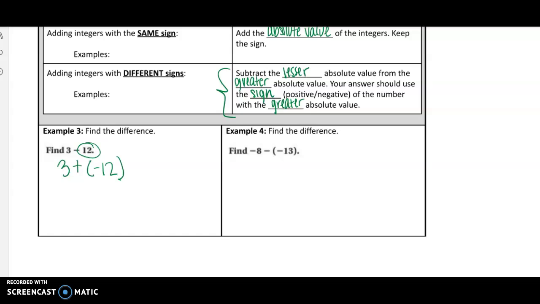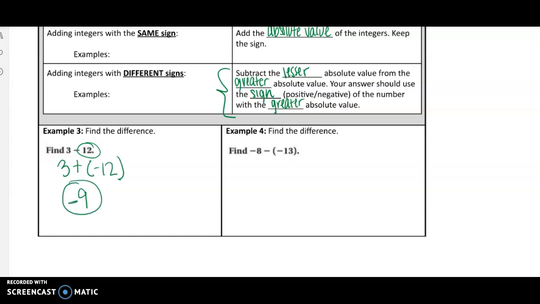These are different signs. This one is negative, that one's positive, so we subtract. 12 minus 3 is 9. Then we take the sign of our bigger number. Our bigger number was 12 and that one was negative, so our answer is negative.